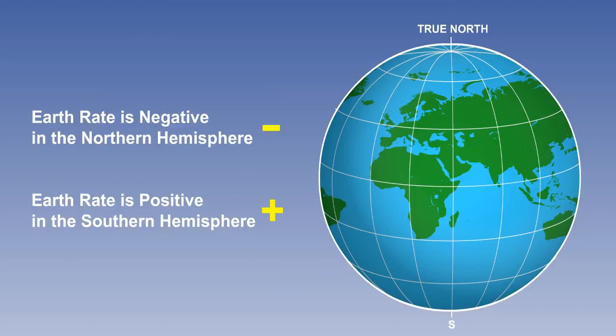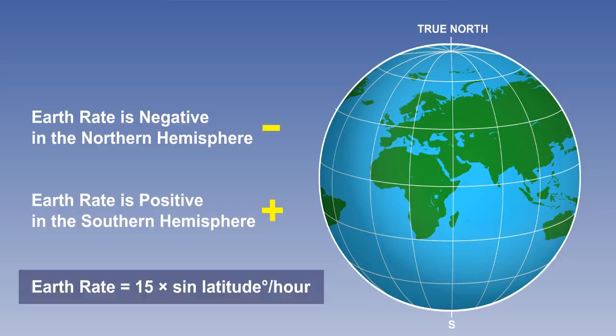Note that apparent wander only occurs at latitudes other than the equator. In the northern hemisphere, the Earth rate is designated as negative or minus for the purpose of calculations, and it is positive or plus in the southern hemisphere. The formula to note for Earth rate is Earth rate equals 15 degrees times the sine of the latitude in degrees per hour. Apparent wander due to transport wander will occur at the same time as Earth rate.